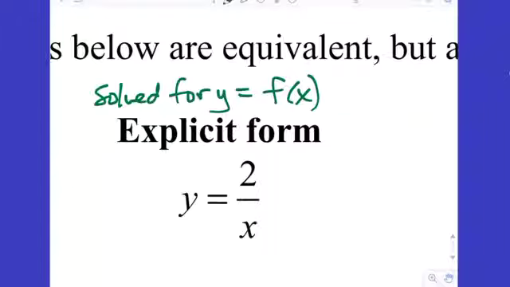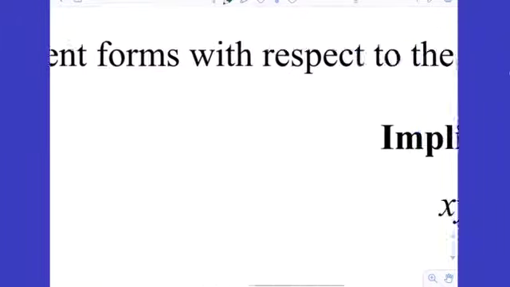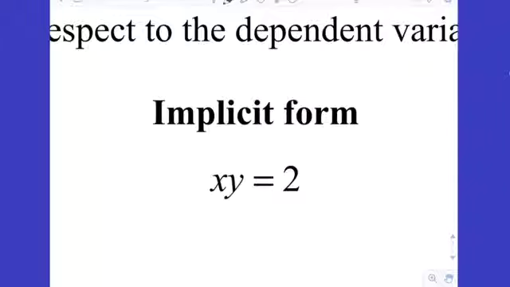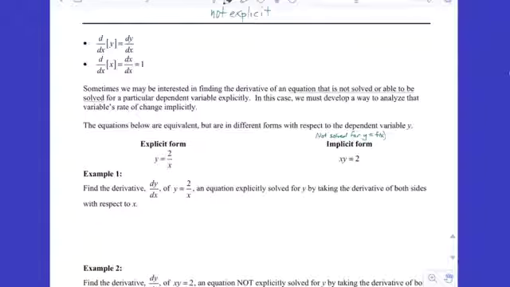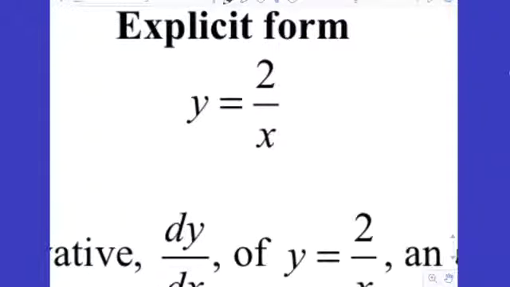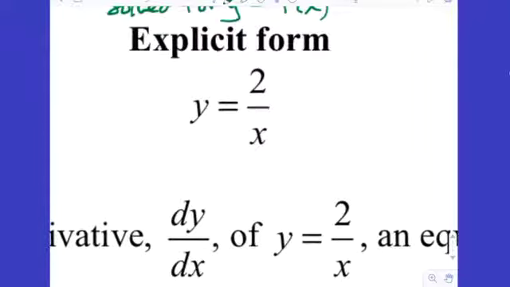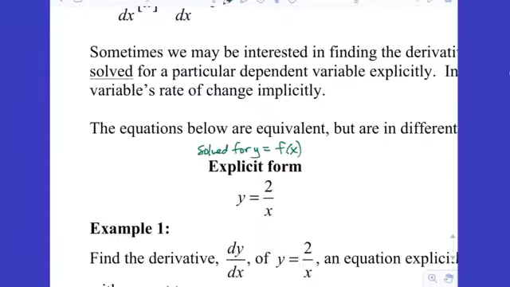If you take y equals 2 over x, though, and multiply both sides by x, you get an equivalent equation, right? x times y equals 2. The same information is contained inside here as was in the other one, but because this one is not solved for y as a function of x, we call it implicit form. So what we're going to learn to do in this section is to take the derivative of something that looks like this, that is not solved for y as a function of x. We already know how to solve explicit form type equations, right? That's the power rule and the sine and cosine rule and all the others that we've learned.